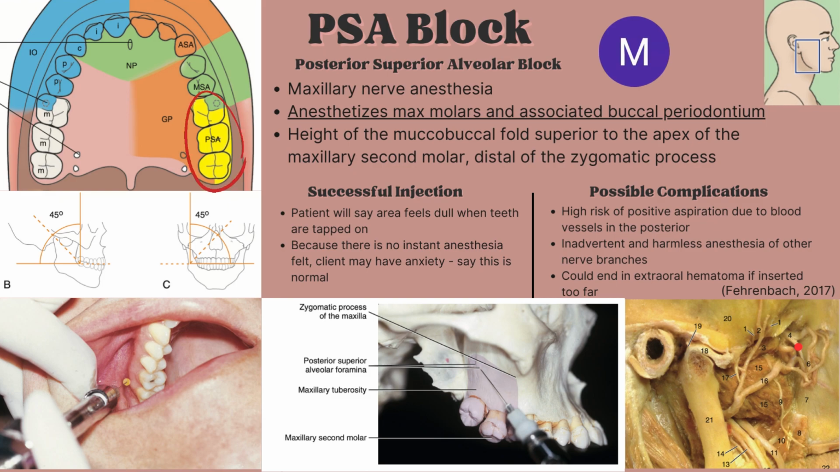So the injection site is at the height of the mucobuccal fold, superior to the apex of the maxillary second molar, distal of the zygomatic process. This is going pretty far back into the client's mouth, so it's typically very uncomfortable for them. This injection is also distally superior to the maxillary tuberosity. So this is where we would want the injection site to be.